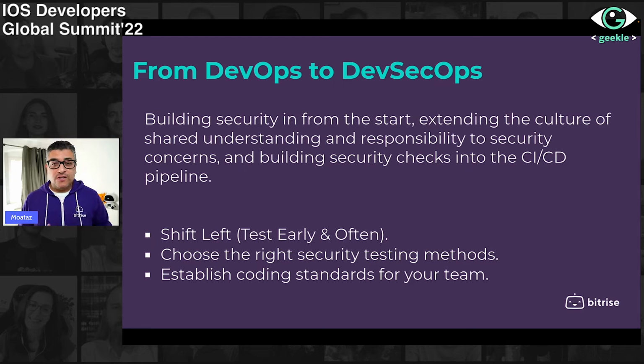Establish a coding standard for your team. This is important because it affects the code base itself. So we have a code standard, and we need to run static analysis or static security testing against this standard to make sure that we don't have any vulnerability against this coding standard.